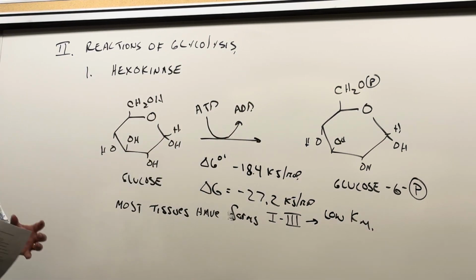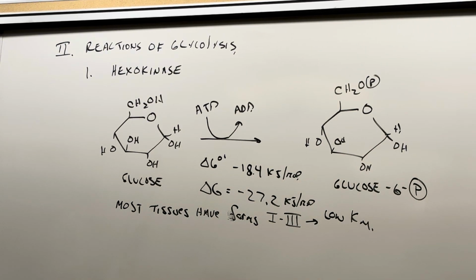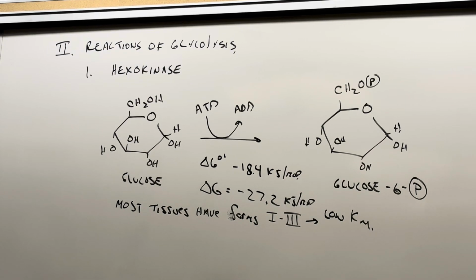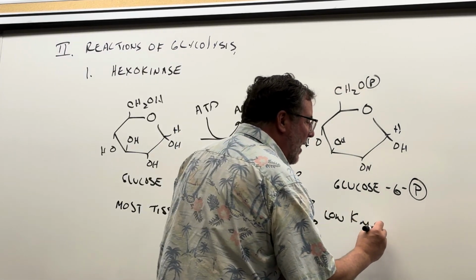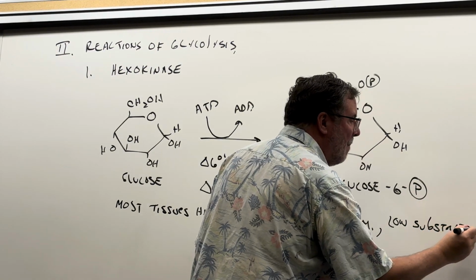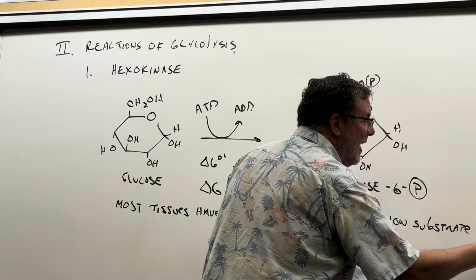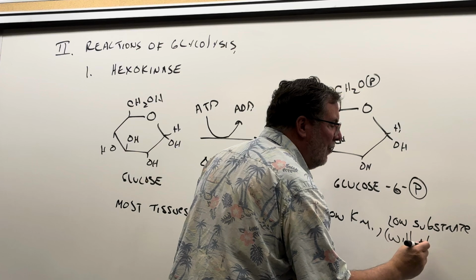So if it has a low KM, does it tend to bind the substrate tighter or looser? Tighter. Remember, the lower the KM, the tighter. It means the less substrate you need to get half the enzyme to bind the substrate. So it binds the glucose pretty tightly, but has low substrate specificity, in that it will also bind fructose.